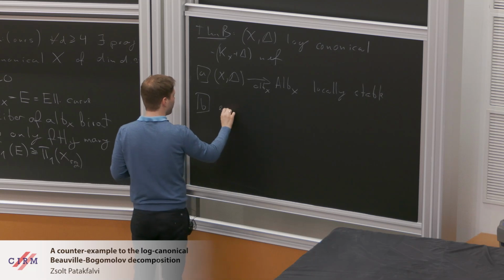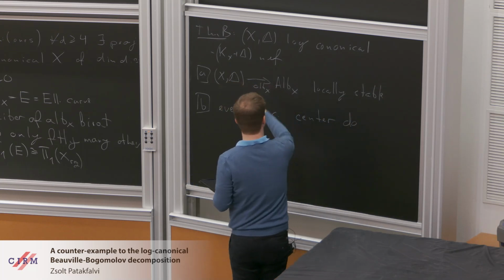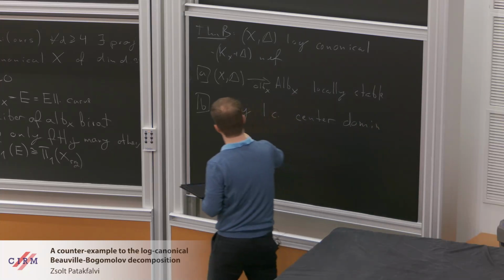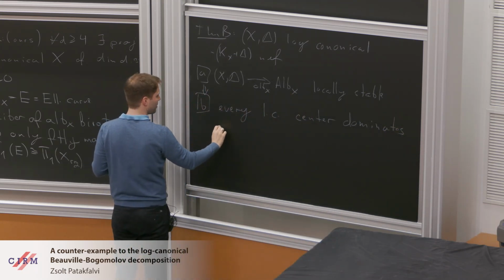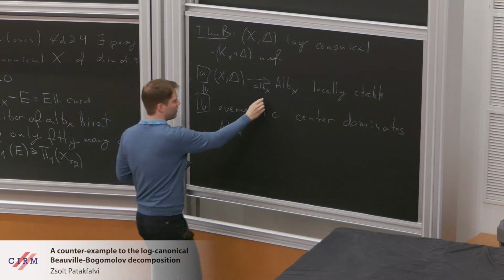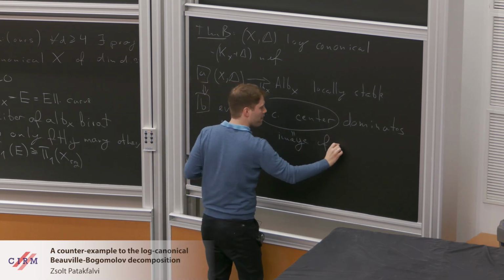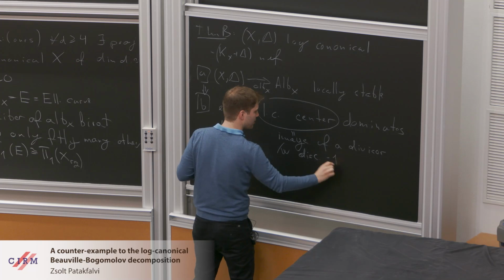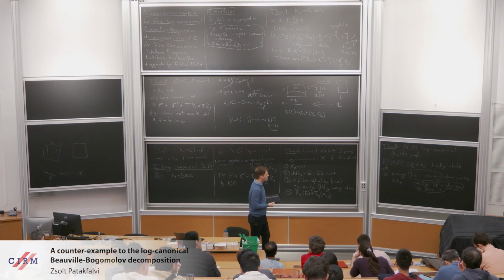And you can also show, and this is important for us, that every LC center, so actually this follows from the locally stable, so every LC center dominates the Albanese. And so what is an LC center? Let me recall. It's an image of a divisor with discrepancy -1, okay? So these are somehow special subvarieties when you do MMP. They are very important. And so they have to be horizontal over the Albanese.